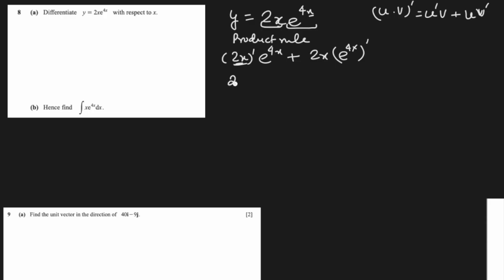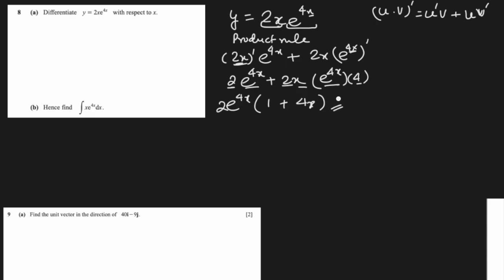Differentiation of 2x is 2, e to the power 4x, plus 2x e to the power 4x. Its differentiation will be e to the power 4x itself multiplied by the differentiation of the exponent. Differentiation of 4x is just 4. So we can take 2 e to the power 4x common. Nothing is left in the first one, so 1 plus, this is out, so we'll be left with 4x. That's it. This is the differentiation of the question they have given.